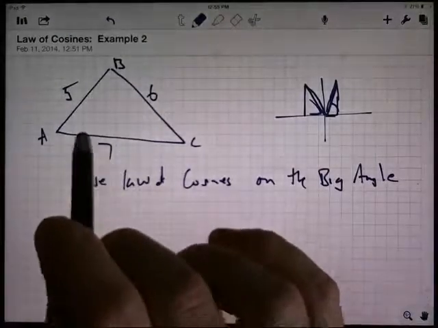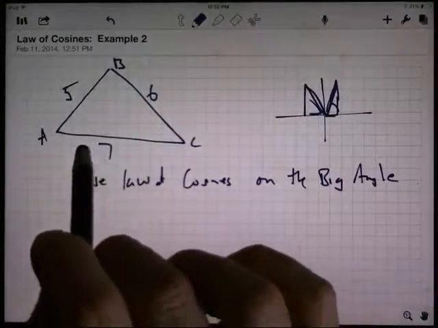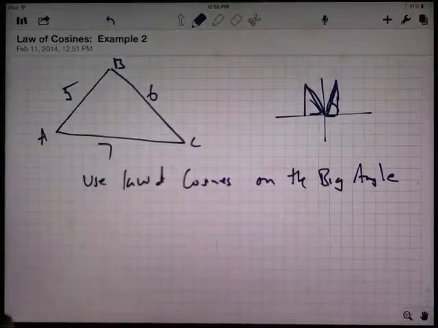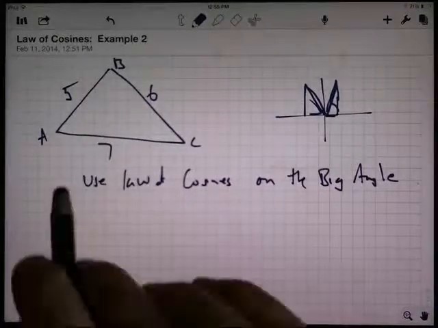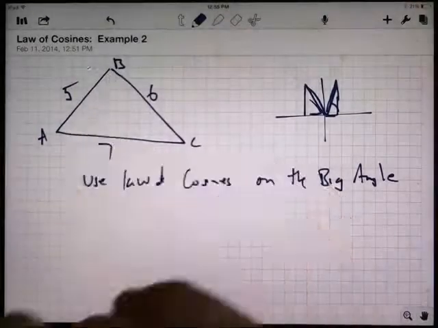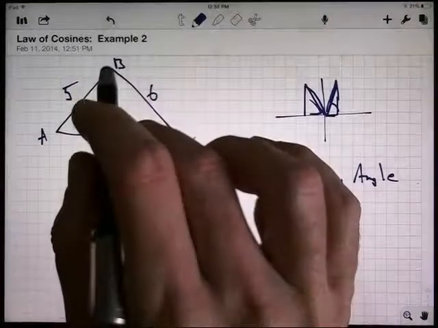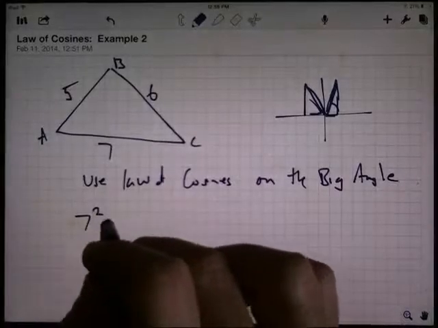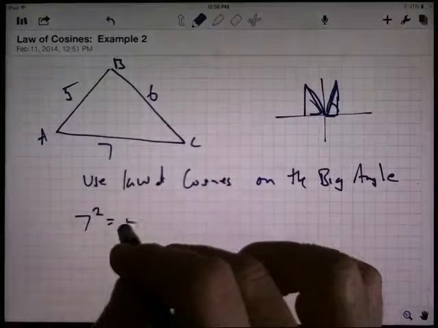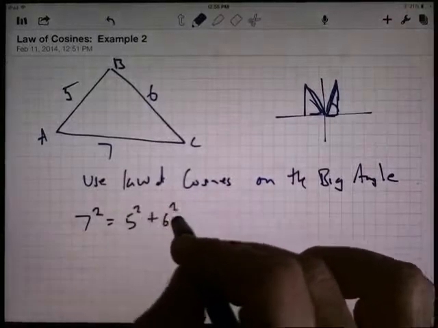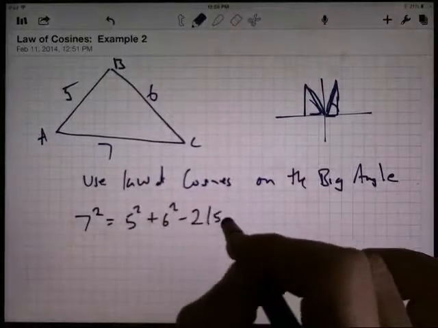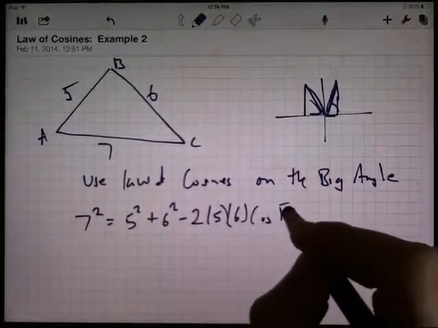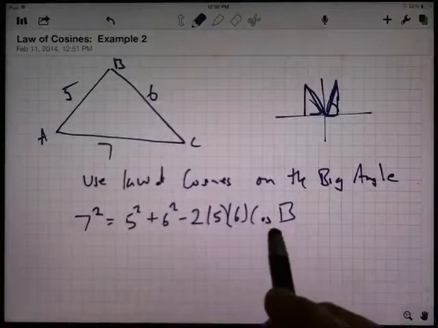Right? So the biggest angle is the one across from the biggest side. The 7 is the biggest side. Angle B is the only one that could be bigger than 90 degrees. The law of sines will get the other two angles right. I'll use the law of cosines to get the big one here. So the law of cosines says the side opposite of B, 7 squared, is equal to the sum of those two squared, 5 squared plus 6 squared, minus 2 times 5 times 6, all times the cosine of angle B. So I know all those side lengths, I just don't know the angle.